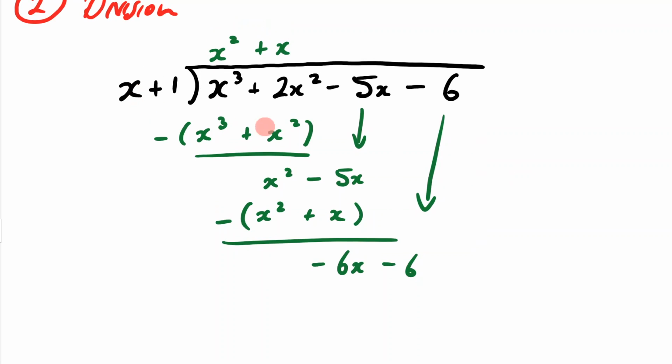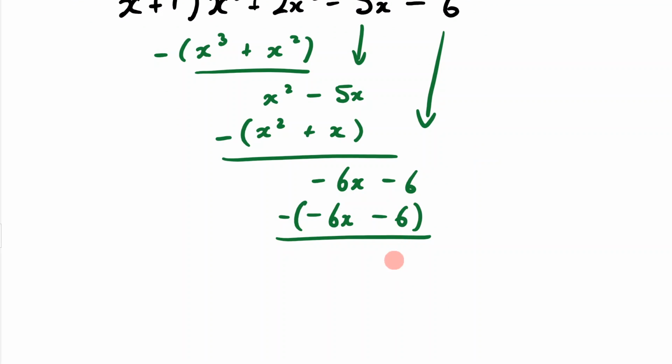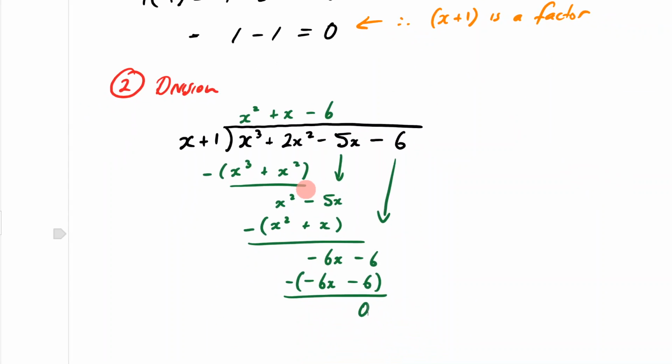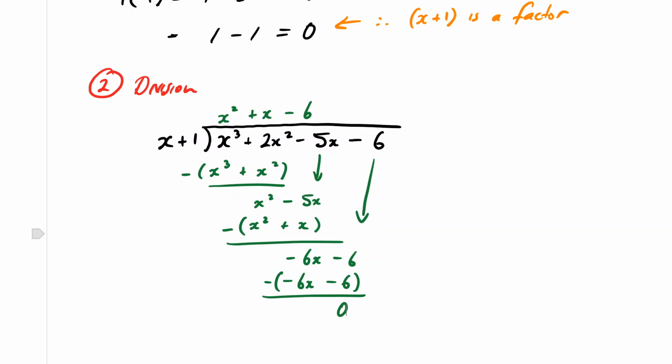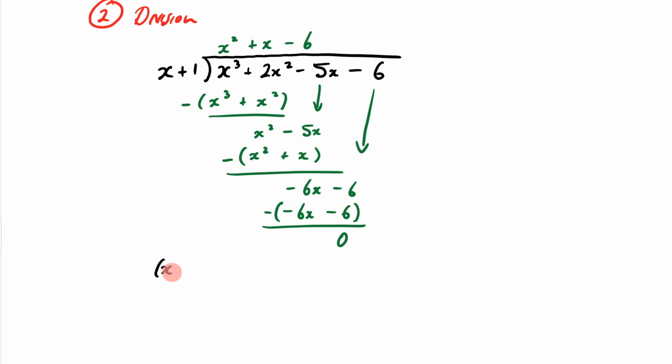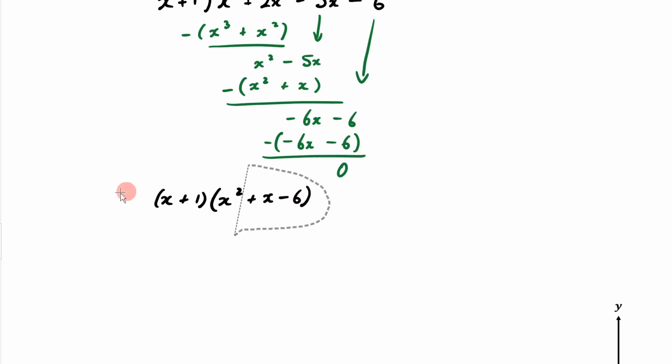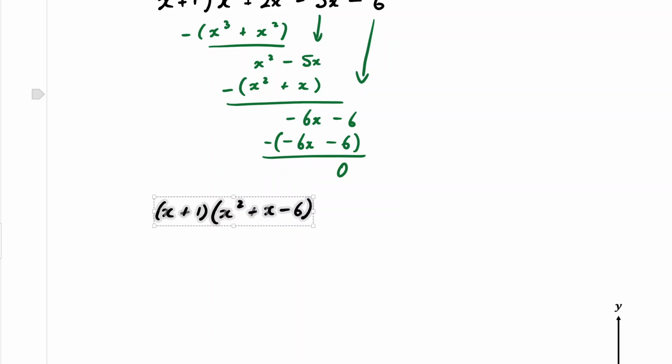I then carry down this negative 6. Then I go, x times what is negative 6? It's going to be negative 6. Negative 6 times x is negative 6x. Negative 6 times 1 is negative 6. I then subtract. This means I'm going to end up with 0 here. And remember, we had to end up with 0 here because x plus 1 is a factor, which means it goes into it perfectly. So that means at the end of all of this, I can say that I have x plus 1, and then what my quotient is here, x squared plus x minus 6. That is what I have discovered. So we have performed polynomial long division.